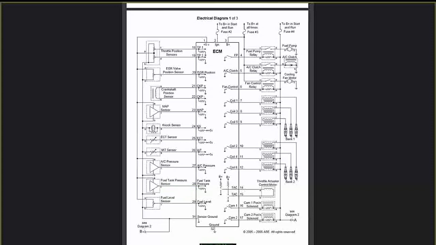The next one is your fuel level sensor, pin 29. That determines the fuel level for testing also, because using an OBD2 scan tool, the tank has to be at least a quarter to 3/4 full to do certain tests. And we already know pin 31 is your sensor ground, and number 32 is your case ground.